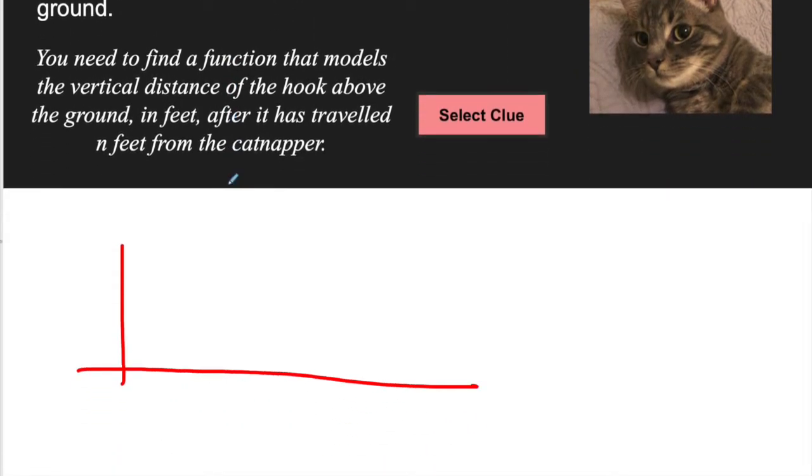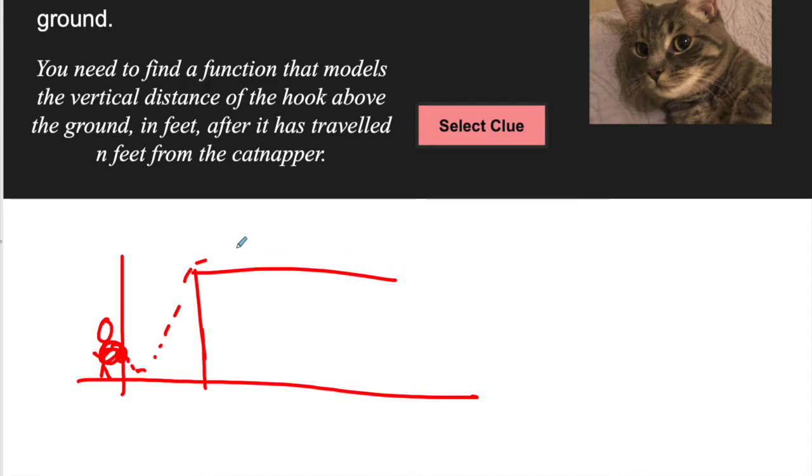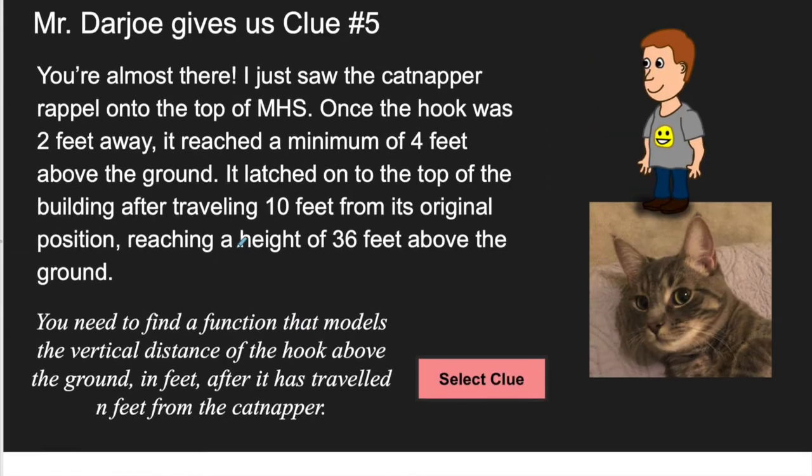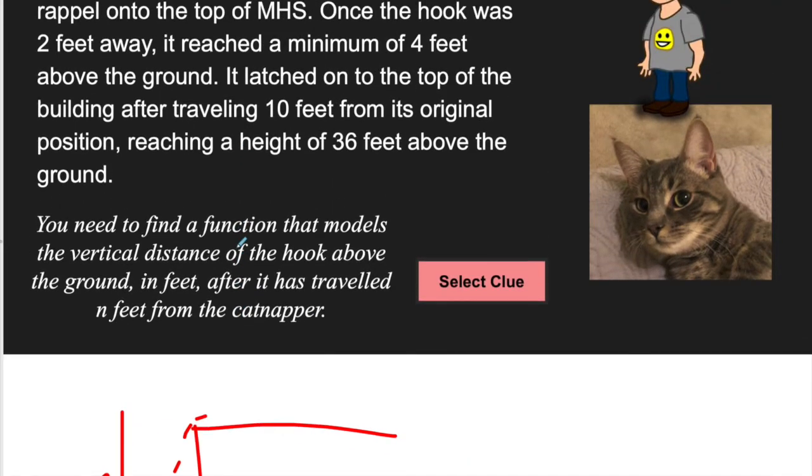We got this guy, the catnapper. Okay? And here's his hook. He's swinging it around, right? He's swinging the hook. What happens is the hook, here's the building. Hook goes down, it hits that minimum, and boop, swings up and gets to the building, okay? So here, what do we know? So this is why you draw pictures, and I promise you, you've got to take the time to do this.